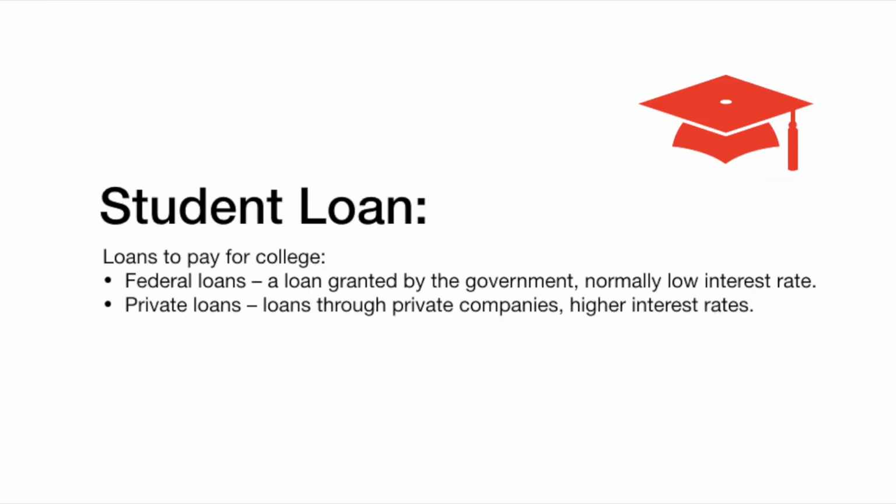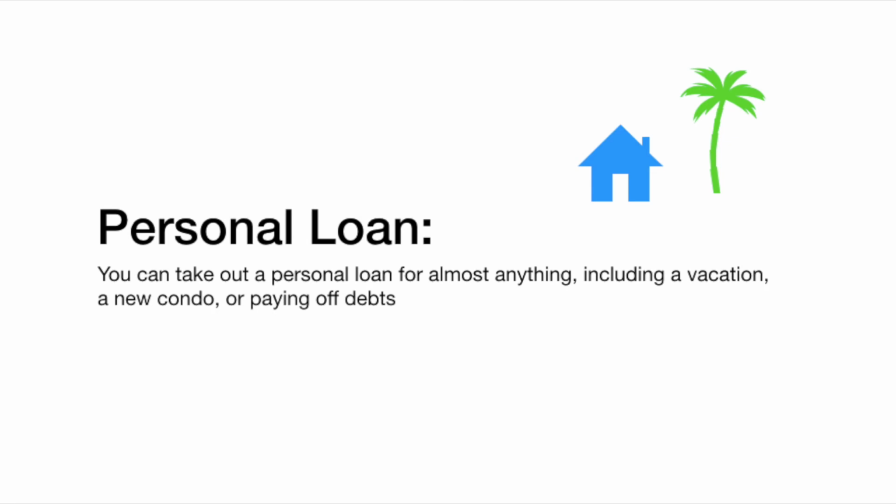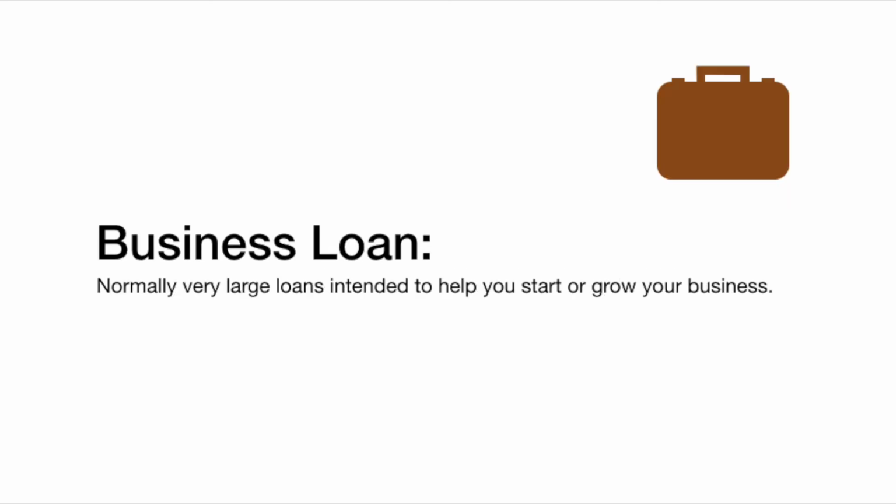Student loans are loans people take out to pay for college. They are federal loans, which are granted by the government, usually at a low interest rate, and private loans, which are loans through private companies at higher interest rates. Personal loans are loans you can take out for almost anything, including a vacation, a new condo, or paying off debt. Business loans are normally very large loans intended to help you start or grow your business.